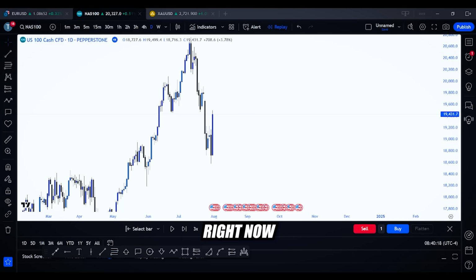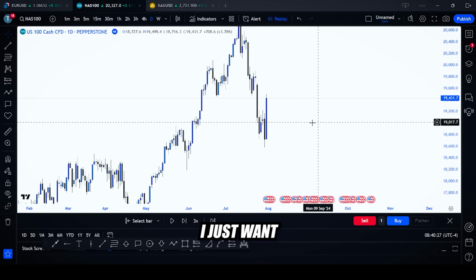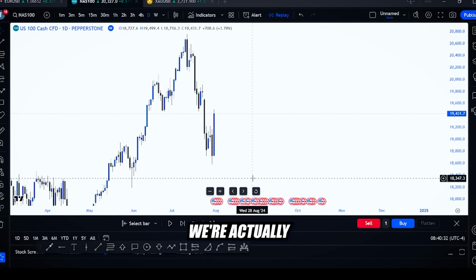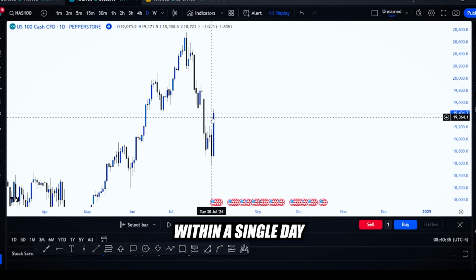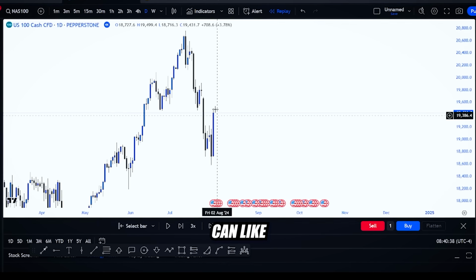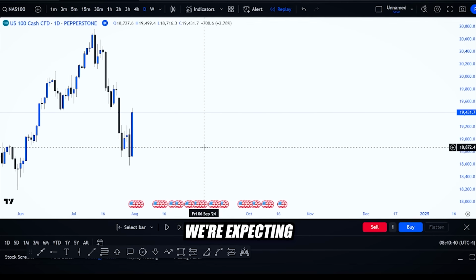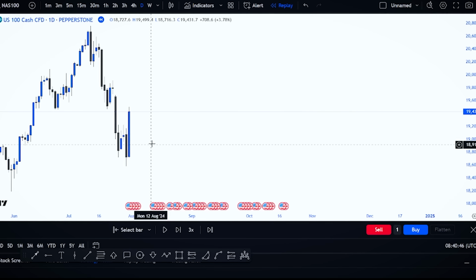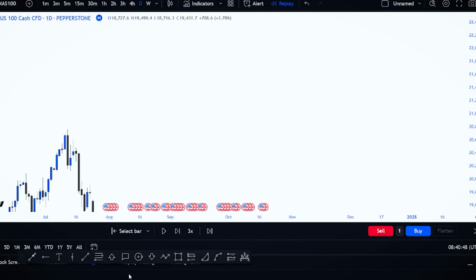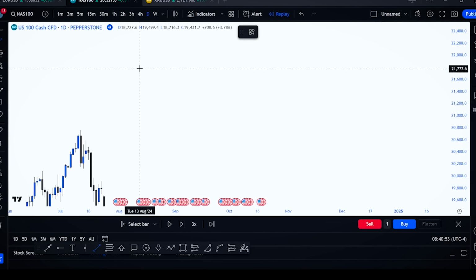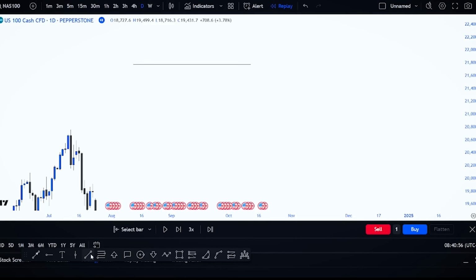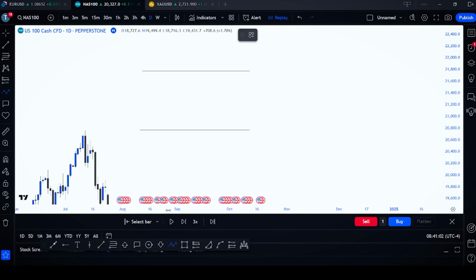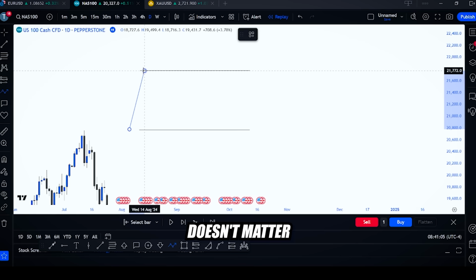And yes guys, right now you are looking at the NAS 100. I just want to highlight something for you. With the candle range theory, we're focusing on trading within a single day candle, like the previous day candle. We're expecting movements which happen by either sweeping the high or the low. Let me make a quick example up here. Let's say you mark out the previous high of a daily candle and the previous low of a daily candle, and the market is moving in an uptrend or a downtrend, it doesn't matter.